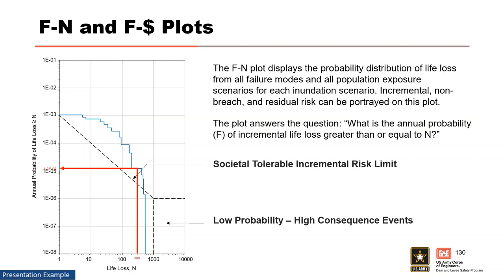This plot answers the question, what is the annual probability F of incremental life loss greater than or equal to N? To use it, pick your incremental life loss magnitude of interest. Draw a line straight up until you reach the curve, then draw a horizontal line to the y-axis to get the annual probability of having at least that number of fatalities. For this example, the estimated annual probability of 300 or more fatalities due to dam failure is about 1.2 times 10 to the minus 5.